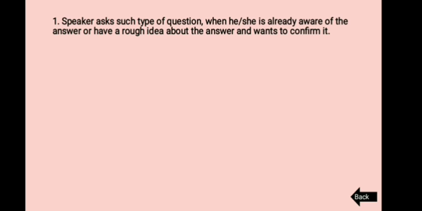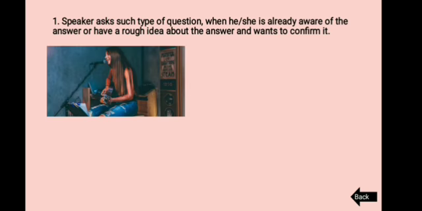Question tags, in this you will find the speaker asks such type of question when he or she is already aware of the answer or has a rough idea about the answer and wants to confirm whether it's true or whether it's not. For example, in this picture here, you can see there's a girl who is singing, right? So let's name her Gayatri. So I can say that Gayatri is singing. But still, to make it confirm, I may ask it like this. Gayatri is singing, isn't she? Well, I know the answer, but still I want to confirm that.